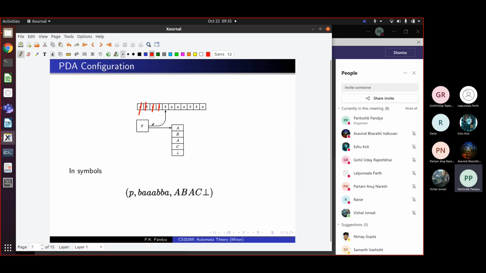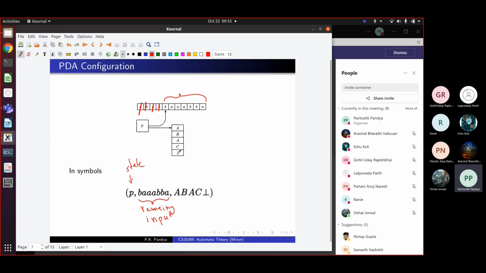Currently the automaton is in state P. So we write this by saying this is the state. Then what is the remaining word to be processed by the automaton? It is B A, and that is written here. So this is the remaining input to be processed by the automaton. After doing some number of steps, this is the configuration the automaton has achieved. This is the remaining input, and here is the current content of the stack memory.